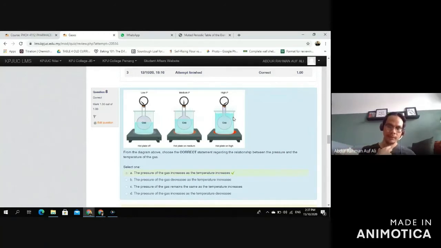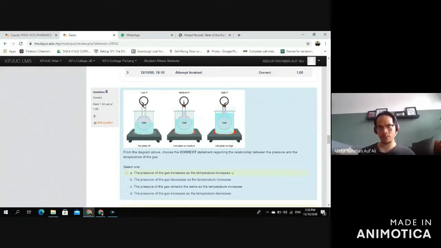Apakah kesimpulan kamu boleh buat tentang hubungan pressure, tekanan dan juga temperature. So as you can see, semakin tinggi temperature, semakin tinggi dia punya pressure. Asalnya tak panas, medium panas, paling panas, maximum panas.